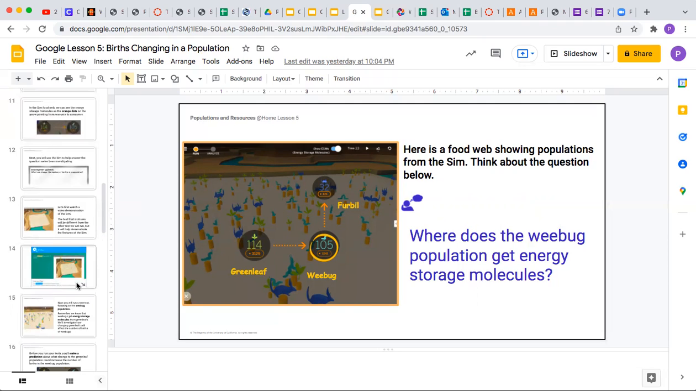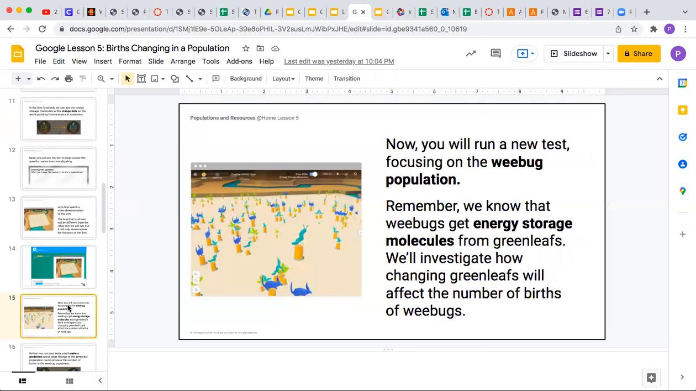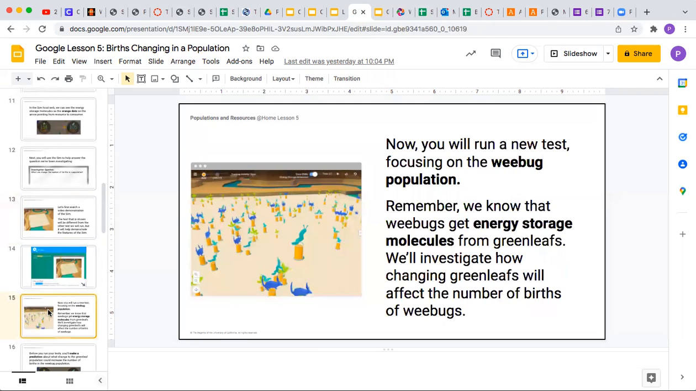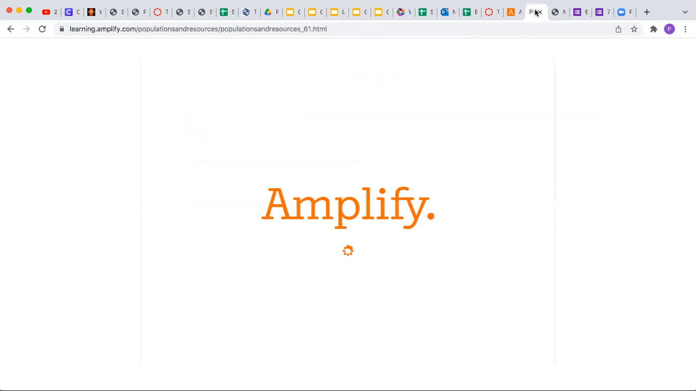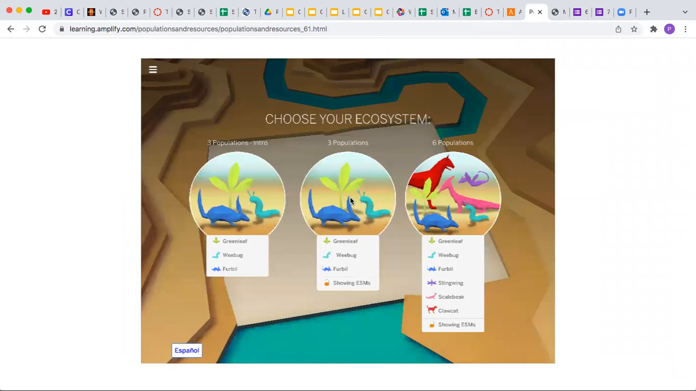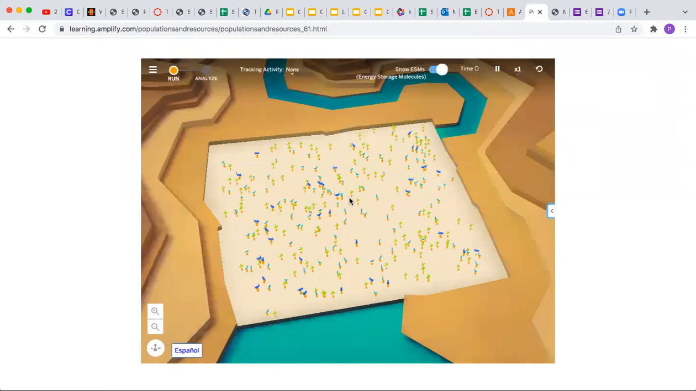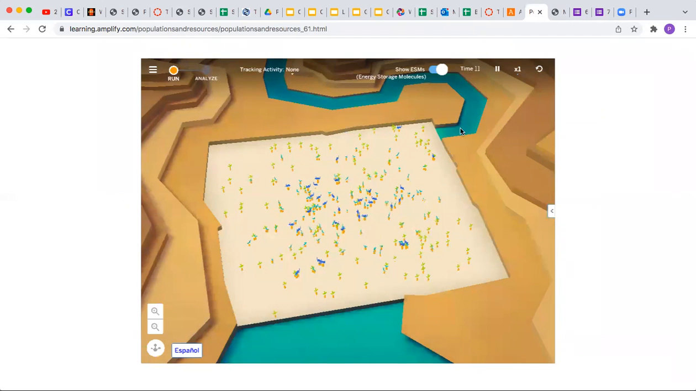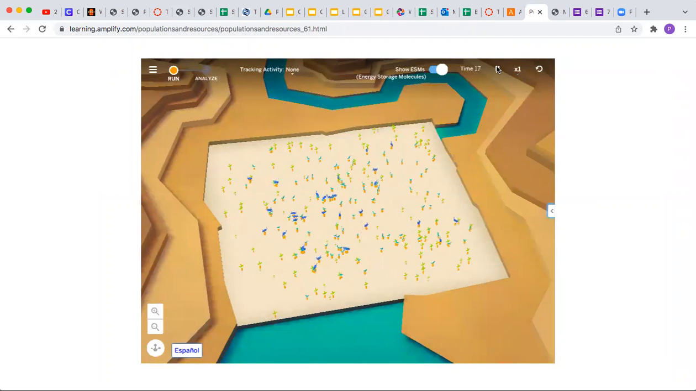So in the sim, you're going to run a test where, well, you can watch the demonstration, sorry, where you're going to make a hypothesis of what you think is going to happen, how to have more births in the wee bug population, and then you'll do that in the sim. So I'm just going to show you the sim, and you're going to do something similar for the deaths changing, how that changes the population in the second time. So you're going to let it run for 20 time units, and then you'll hit pause.